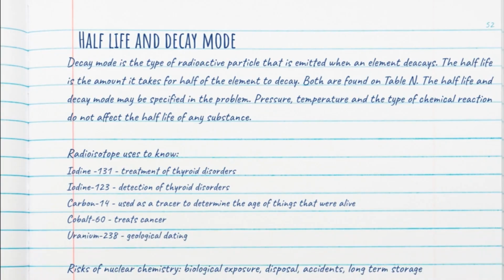Some important radioisotopes they might ask you about are iodine-131, which is used to treat thyroid disorders, iodine-123, which is used to detect thyroid disorders, carbon-14, which determines the age of things that were alive, cobalt-60, which treats cancer, uranium-238, which is used for geological dating, and some risks of nuclear chemistry that they also might ask about are biological exposure, disposal, accidents, and long-term.